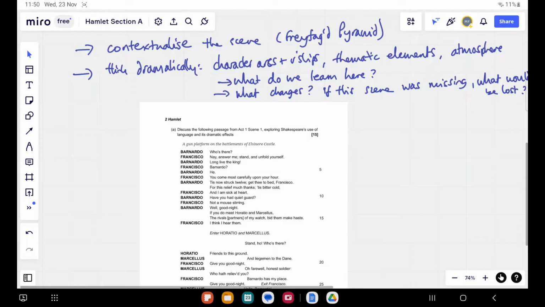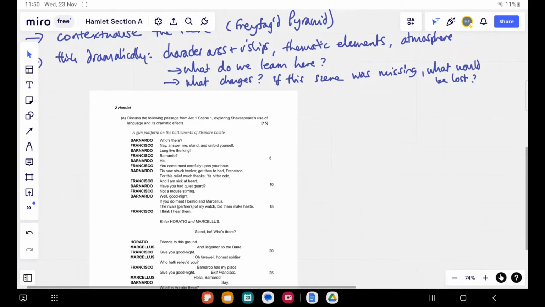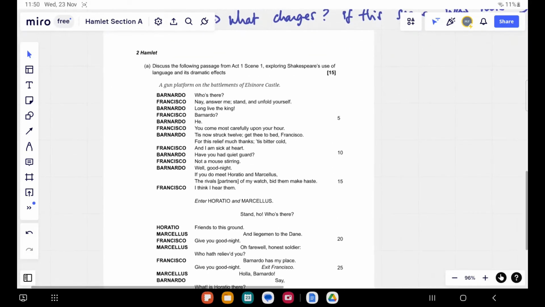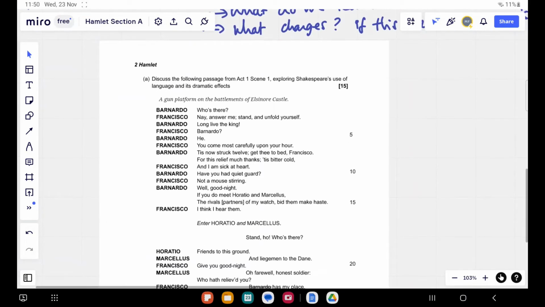Basically, try and think, what do we learn here about these people or the plot? What changes? If this scene was missing, what would be lost? And maybe if we do that, then that can help us just get a grip on what's happening here. All right, so let's have a go at this. I'll use this pen over here.